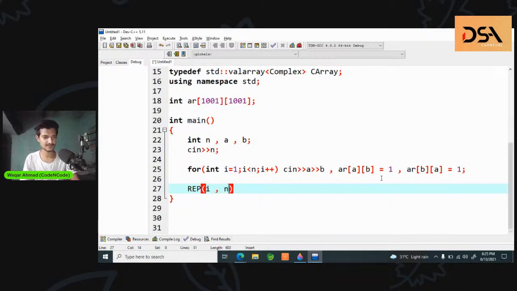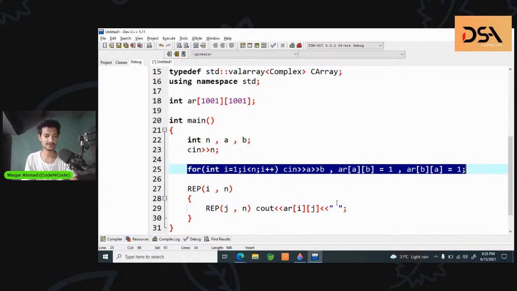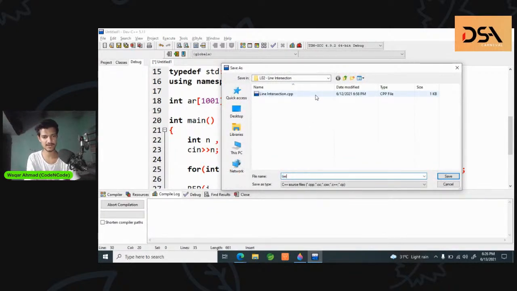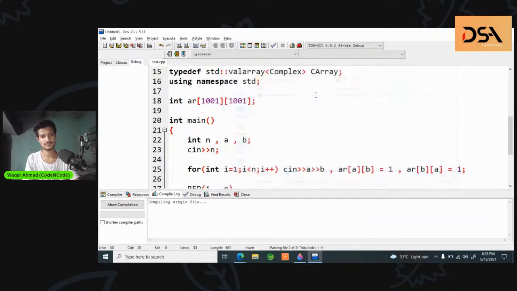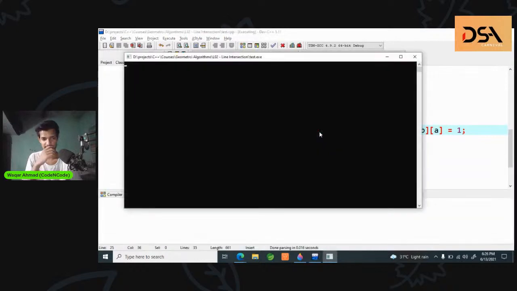This is a for loop that runs from 1 to n, okay? And for now I'm printing only, and I was showing you that this is the only line that you have to write to read and create the array, the graph. We haven't learned about DFS or BFS. That's why I'm not going for DFS or BFS representation. Just in a moment we'll be learning about that.